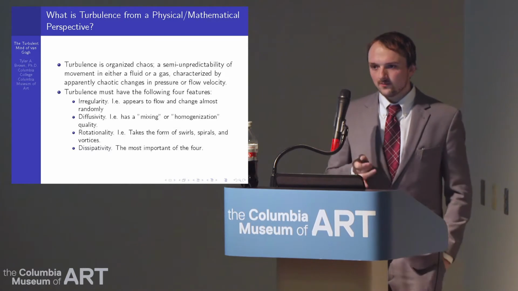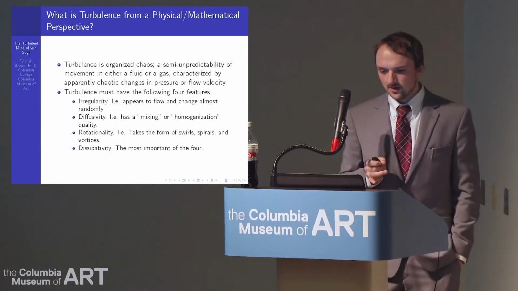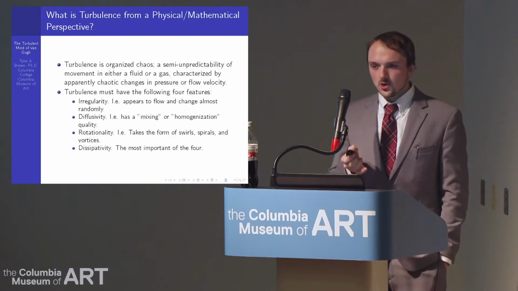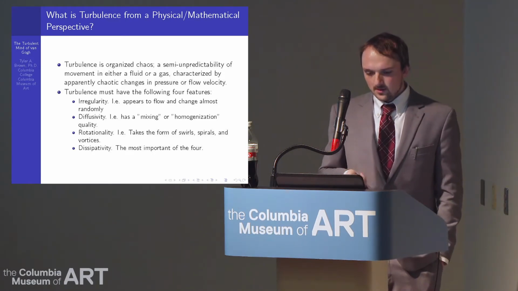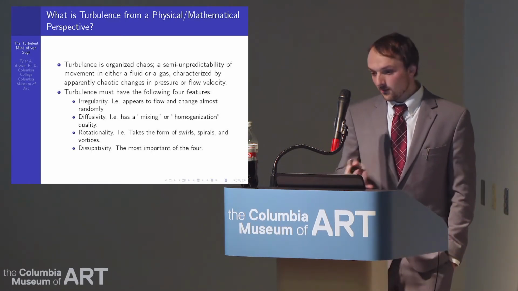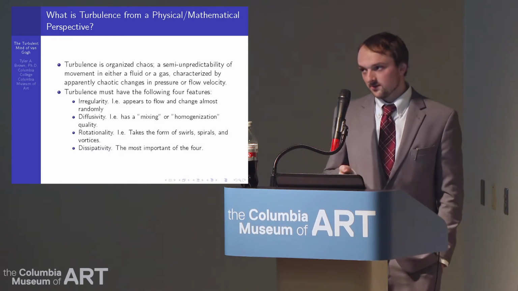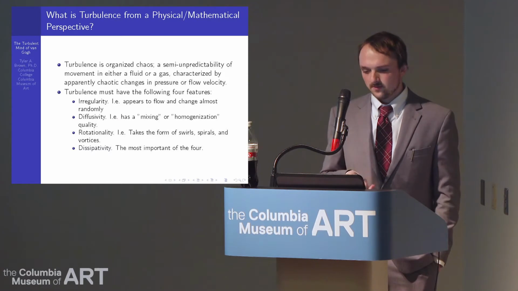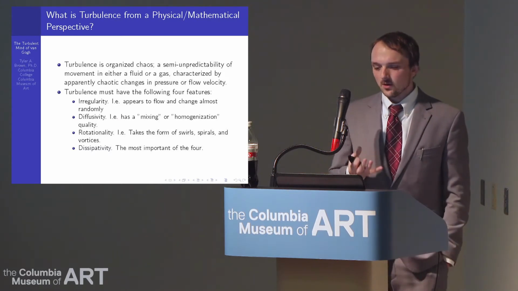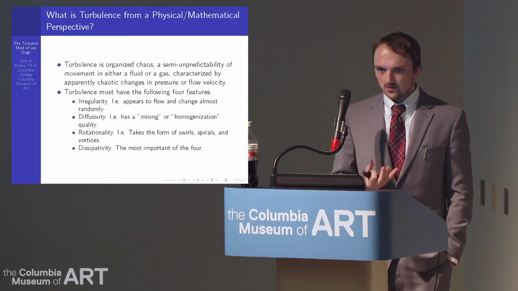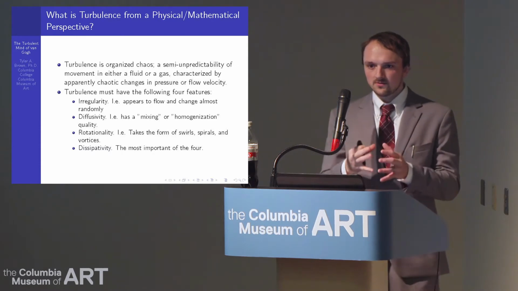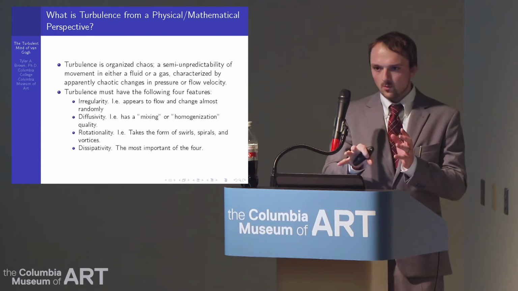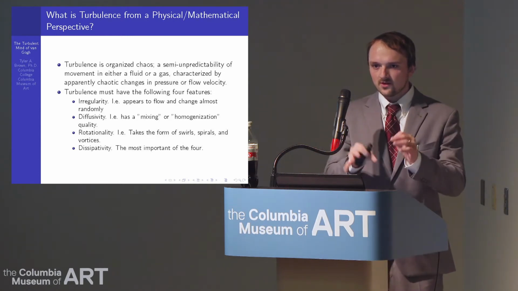Turbulence must have the following four features. This is absolutely necessary. It must be irregular, i.e. it appears to flow and change almost randomly. There are rules and laws governing how it's supposed to flow and change, at least it's hypothesized anyway. Turbulent flow must also be diffusive. It has to have a mixing or homogenization quality. So it has to look like it's blending several different things, like water flowing through water in a creek, it looks like it's blending.